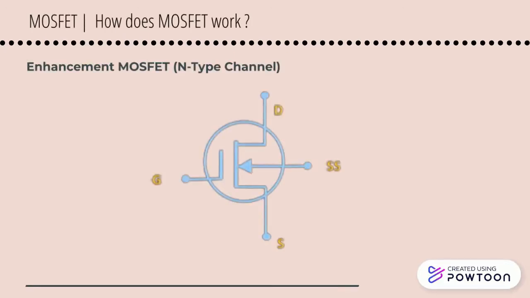So now this is the N channel enhancement MOSFET. This is the symbol for the N-type enhancement MOSFET. We can see that the drain, gate and source terminals are separated from each other, and the direction is inward for the N-type.